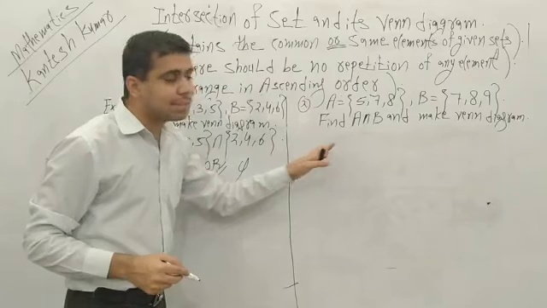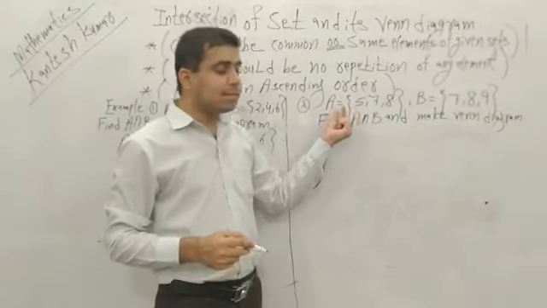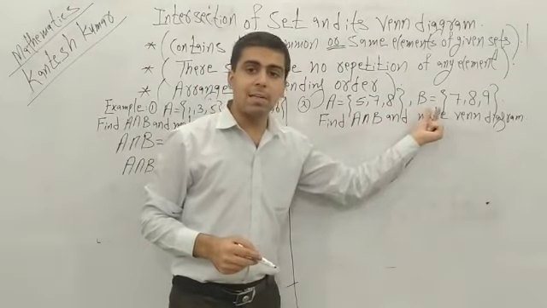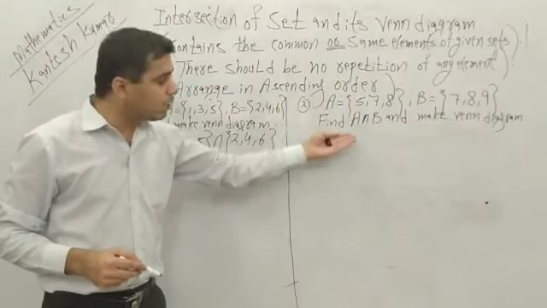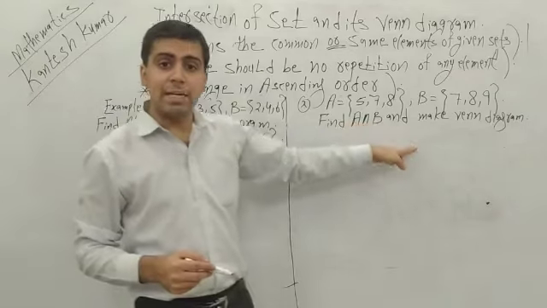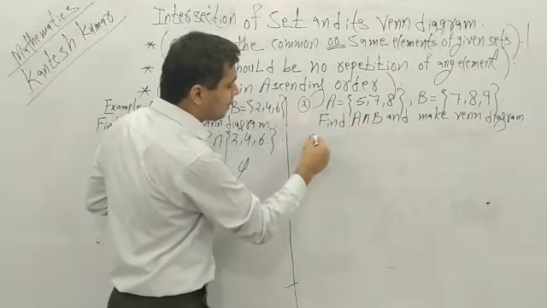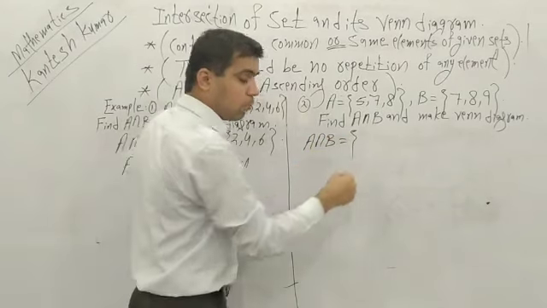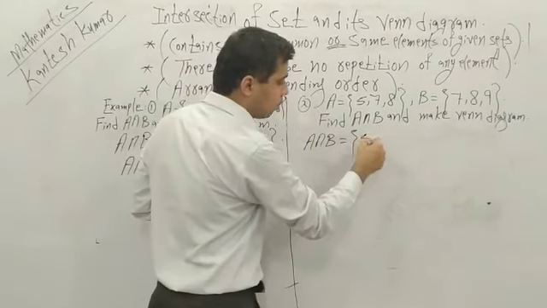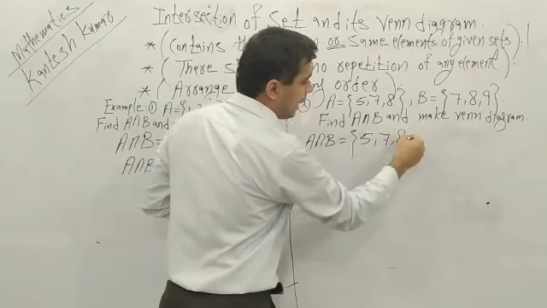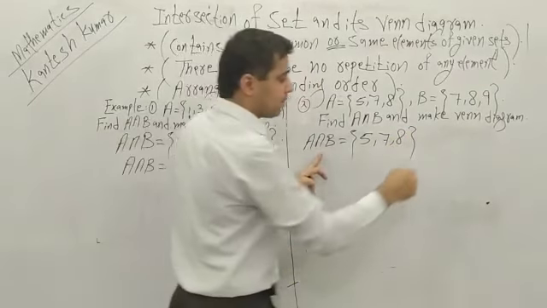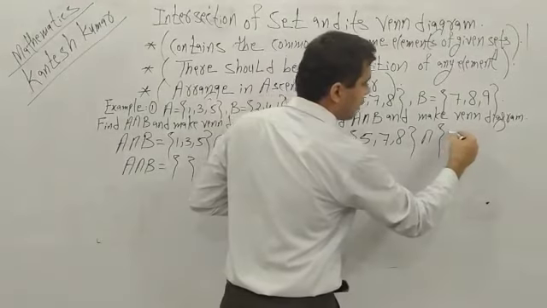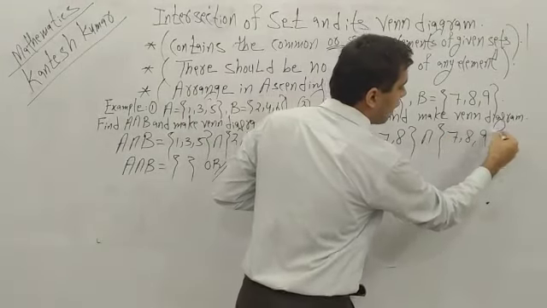Now see here, the second example I have written here for you. A set's elements are 5, 7, 8, and B set's elements are 7, 8, 9. Again, we have to find the intersection and make the Venn diagram for this one. So A intersection B: the first set is A, so we will write the elements of A set. Those are 5, 7, 8. Then there is the intersection sign. Then the elements of set B, those are 7, 8, 9.